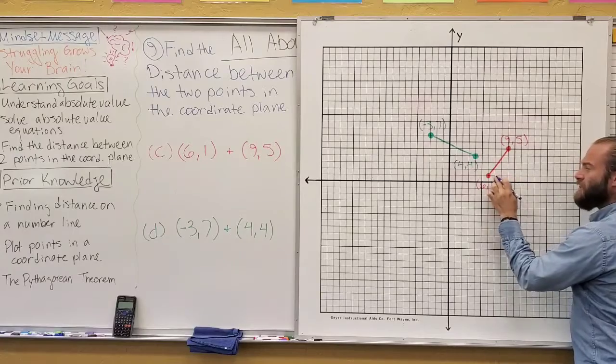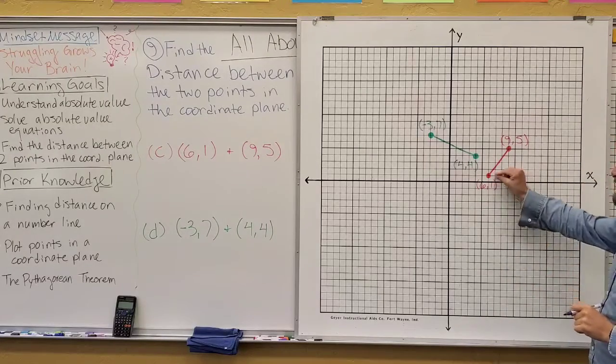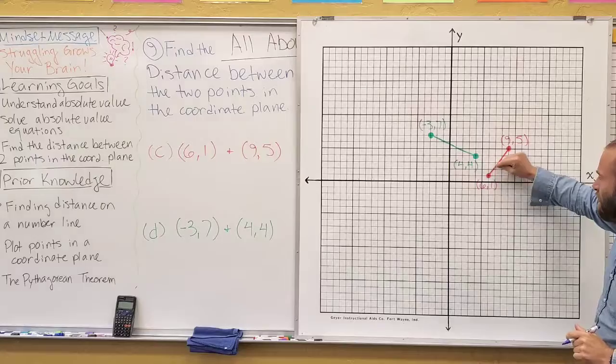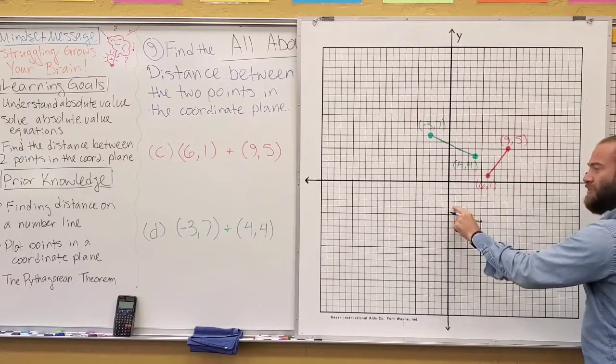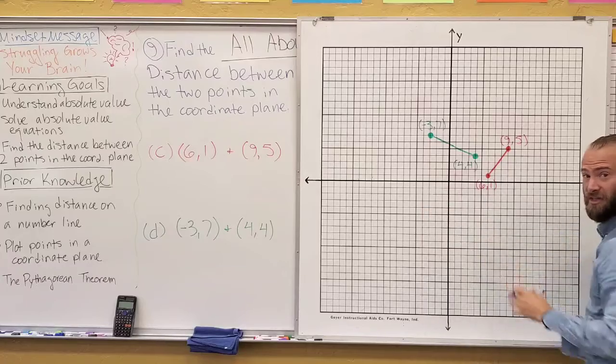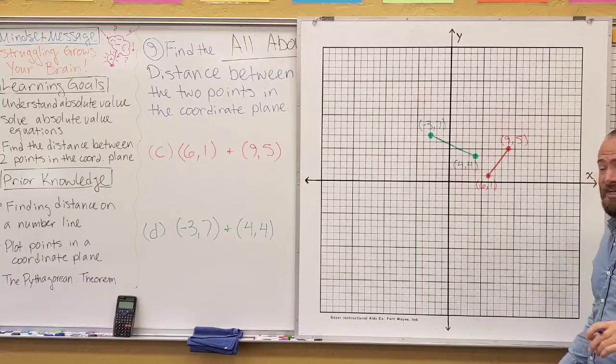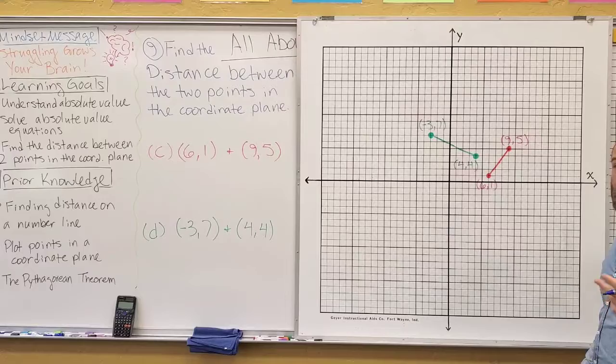And the cool thing is, sometimes students think they can just count this, but remember when we start moving diagonally, you cannot just count the squares. The only way you can count is if you're moving horizontally or vertically when you're on this kind of grid. And so we have to do something different.